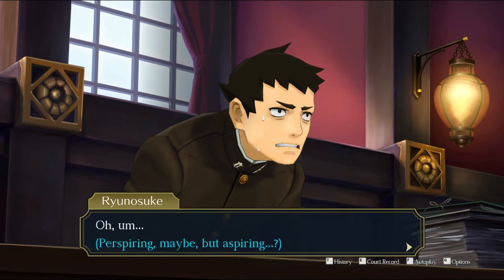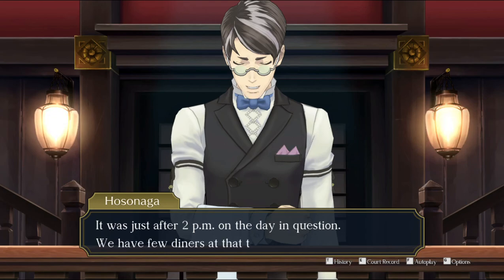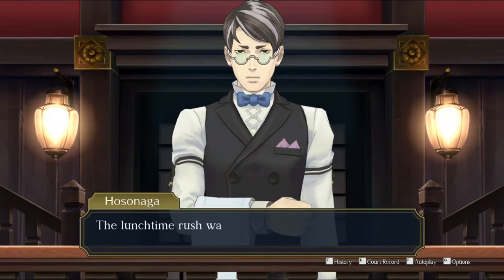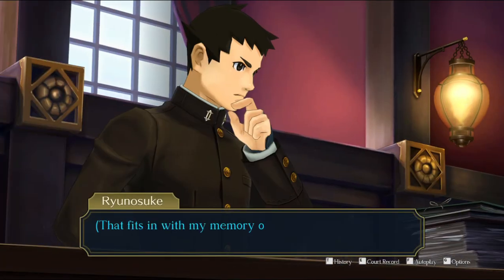Perspiring? Maybe. But aspiring? It was just after 2 p.m. on the day in question. We have few diners at that time of day. The lunchtime rush was over, and there were only 3 tables still occupied. That fits in with my memory of it, too. There was hardly anyone else in the place.